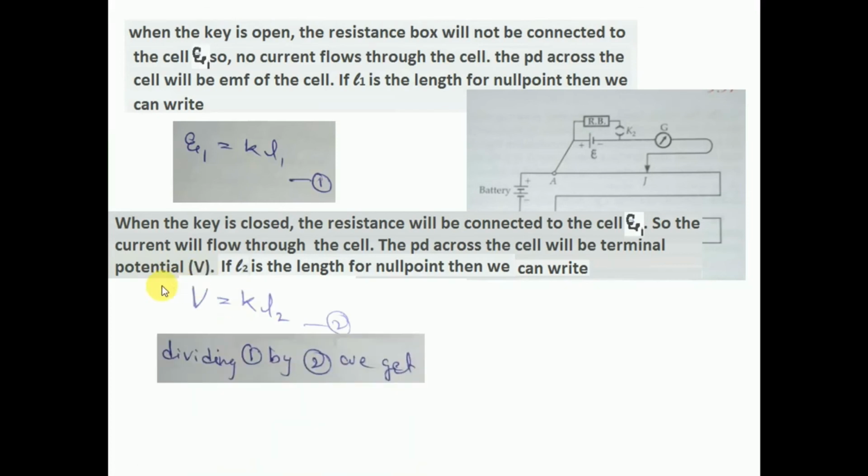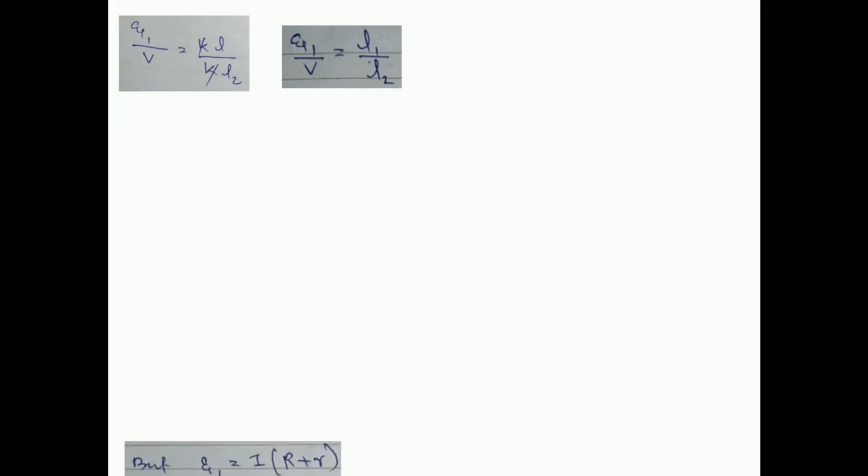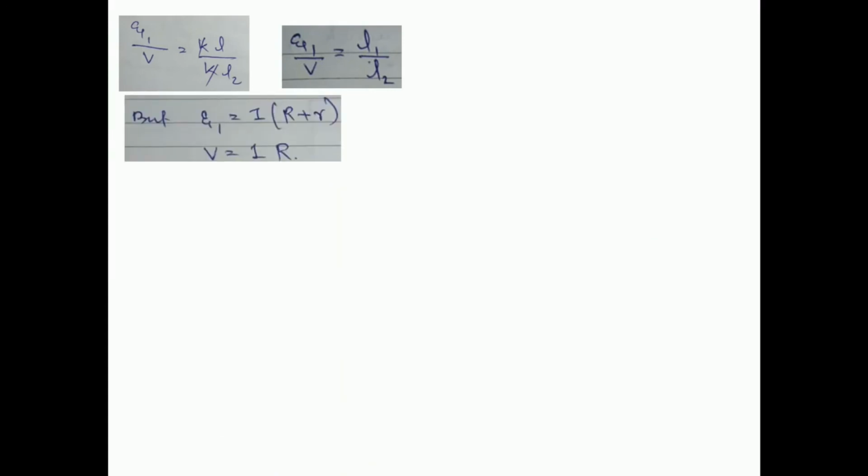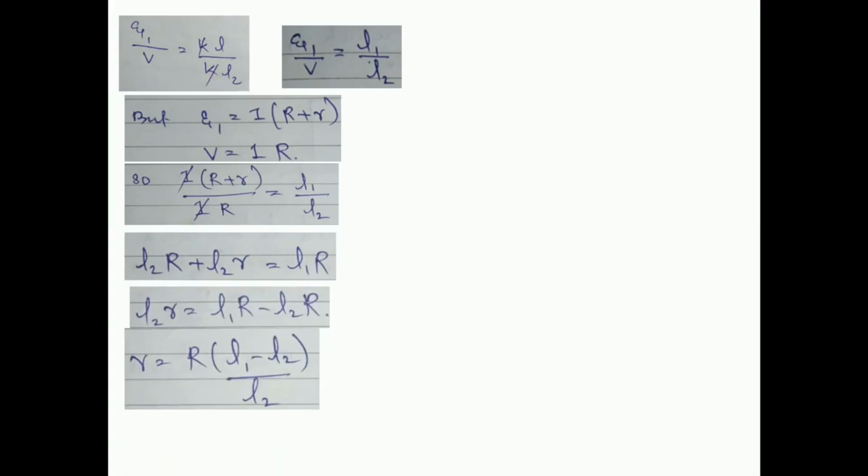So now I'll divide equation 1 by 2. K and K is constant, so I can cancel this. So EMF by potential is equal to L1 by L2. But we know EMF is I(R + r), where small r is the internal resistance, and V is equal to IR, R being the external resistance. So if you put the value, you can cancel I and I. So if you solve for r, then you will get this.